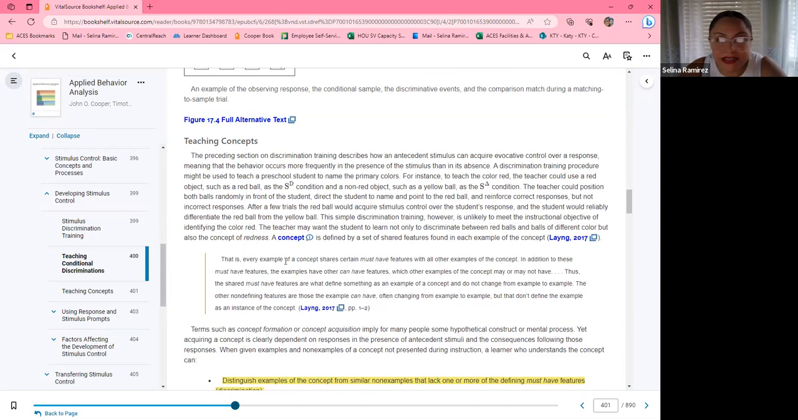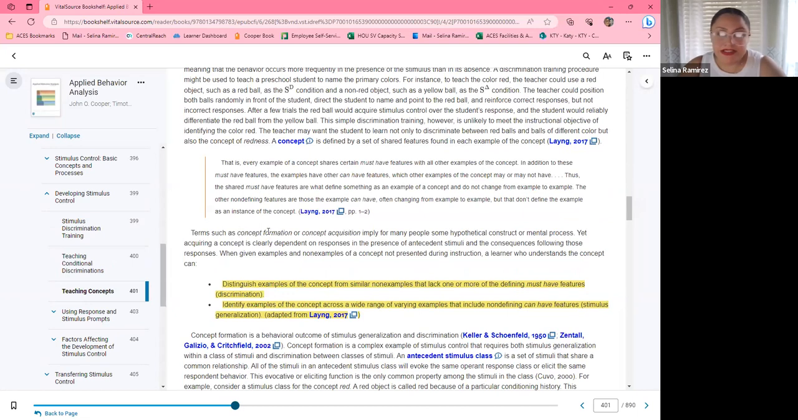Okay, so teaching concepts. A concept is defined by a set of shared features found in each example of the concept. Every example of a concept shares certain must-have features with all other examples of the concept. In addition to these must-have features, the examples have other can-have features, which other examples of the concept may or may not have. Thus, the shared must-have features are what define something as an example of a concept and do not change from example to example.